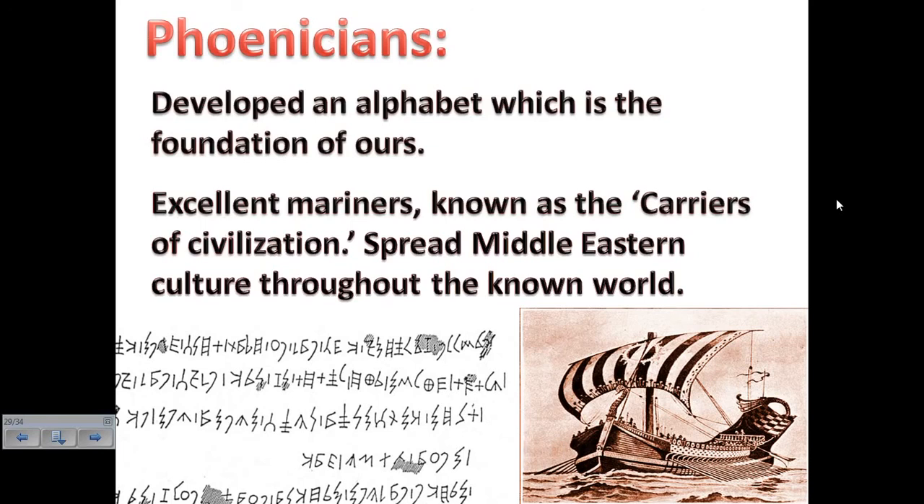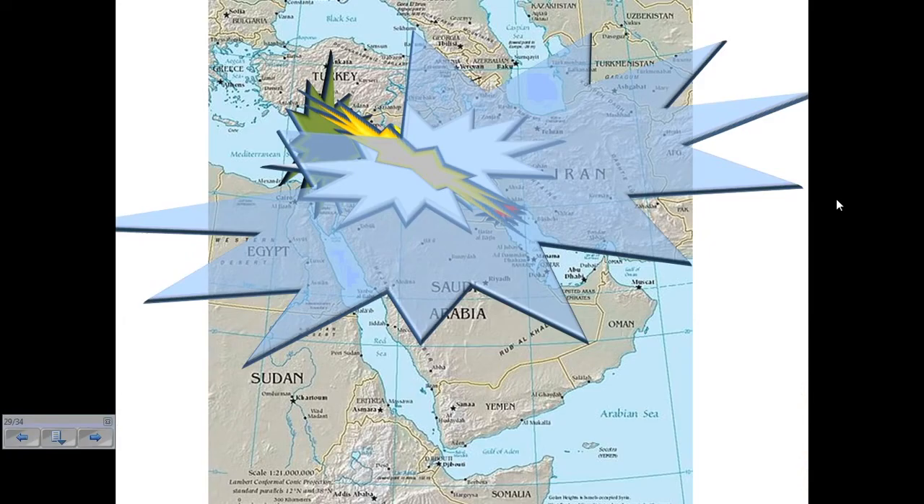All right, they were also known as excellent mariners, guys. A mariner, think about it, is like a marine. They travel by sea, as you guys can see with the boat down at the bottom of the screen. And so we'll put them up on the map.